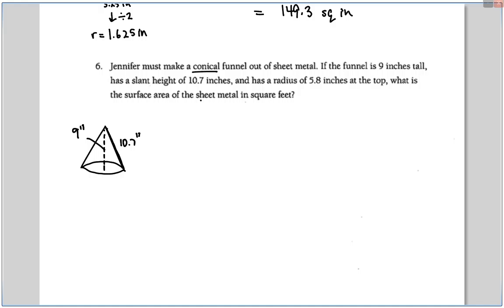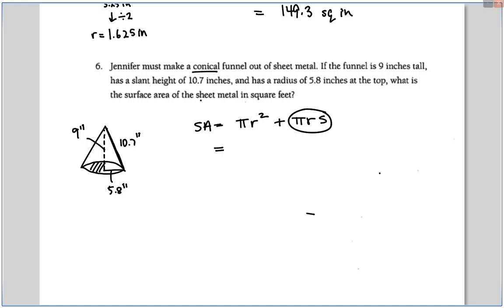And it has a radius of 5.8. So 5.8 is the radius. It says, what is the surface area of the sheet metal? So for the surface area formula for the cone, if you notice on the back of the formula sheet, it says pi r squared plus pi rs. The pi r squared, we already know that. That's the circle. So that's this circular bottom. Okay. And the s, or the pi rs, is the label piece. Just like the label of the cylinder, it's like the label of the cone.